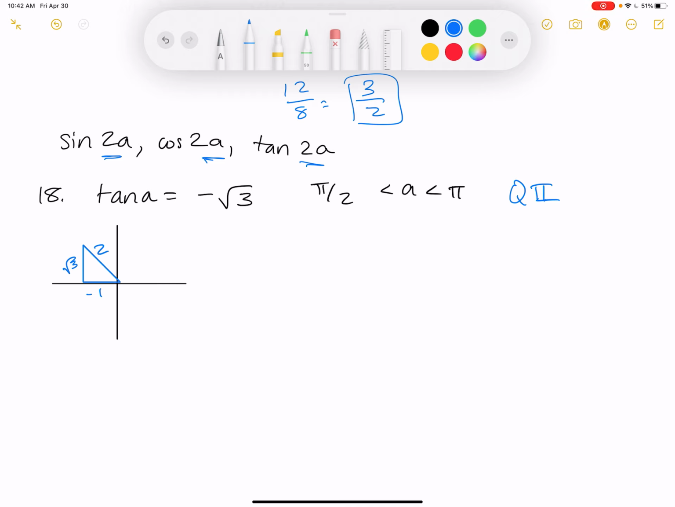All right. So we're doing the sine, cosine thing? Yes, we are. Sine of A is root 3 over 2. Cosine of A is -1/2. And the tangent of A we've already been given.